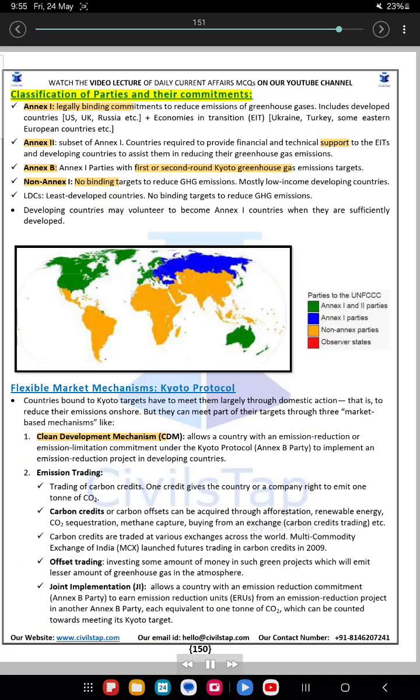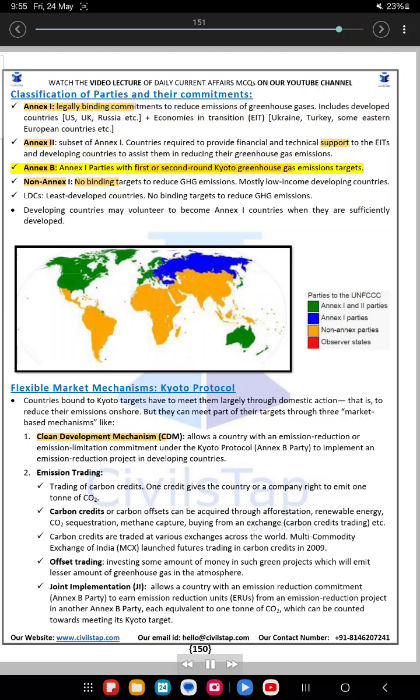Classification of parties and their commitments. Annex I, legally binding commitments to reduce emissions of greenhouse gases. Includes developed countries, US, UK, Russia etc. Plus economies in transition, EIT, Ukraine, Turkey, some Eastern European countries etc. Annex II, subset of Annex I countries required to provide financial and technical support to the EITs and developing countries to assist them in reducing their greenhouse gas emissions.